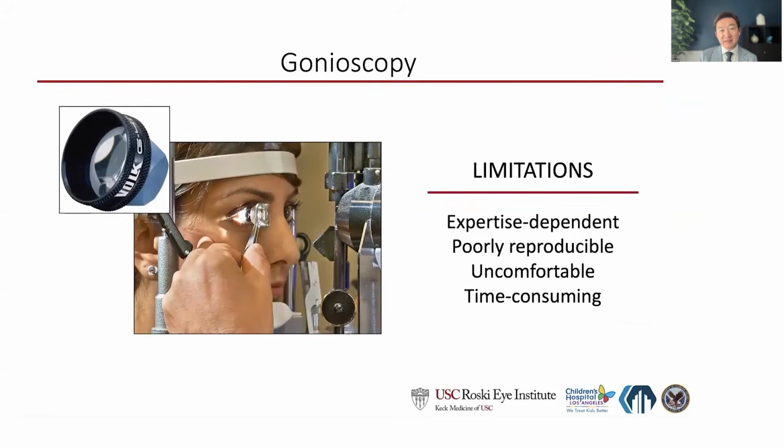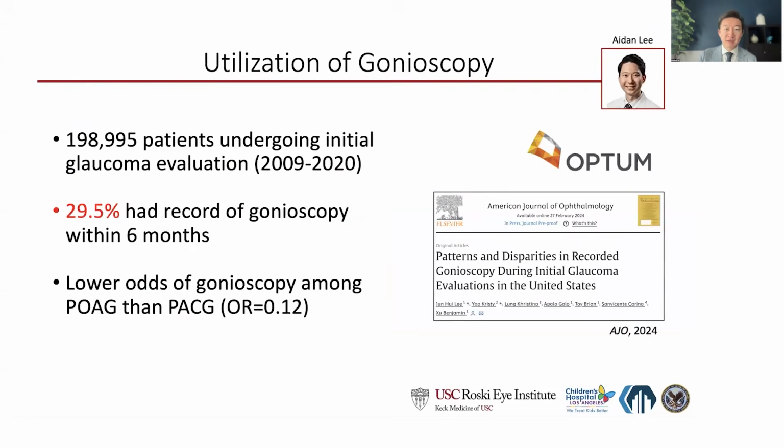And this also highlights the limitations of gonioscopy. Despite being the longstanding clinical standard for evaluating the angle and detecting angle closure, gonioscopy does have some limitations that we need to keep in mind. First of all, gonioscopy is expertise dependent, and even among glaucoma specialists, it can be poorly reproducible. We also know that gonioscopy for some patients can be uncomfortable, which leads to it being time consuming. And this has generally discouraged non-glaucoma specialists from performing gonioscopy.